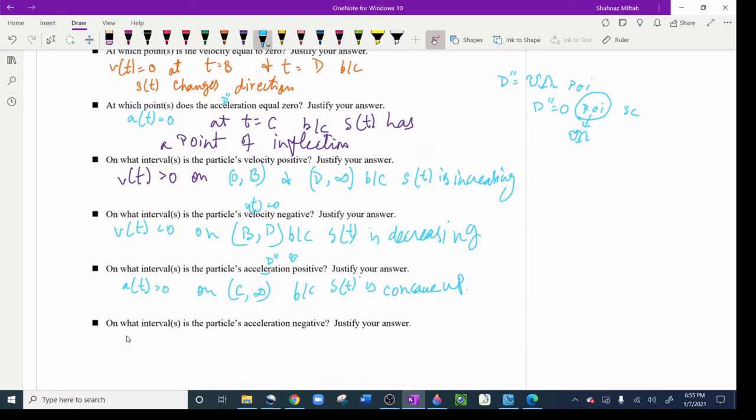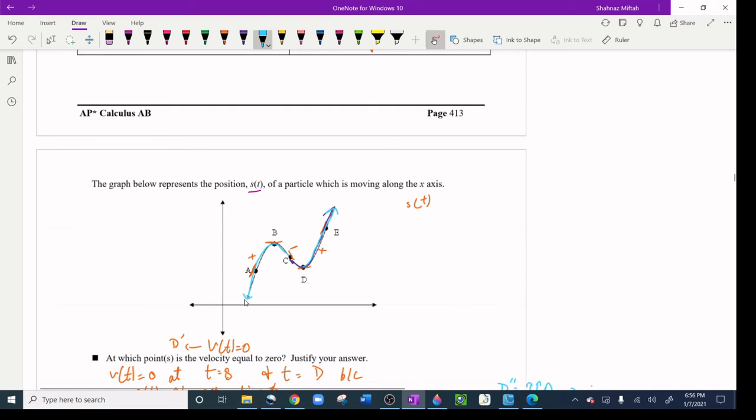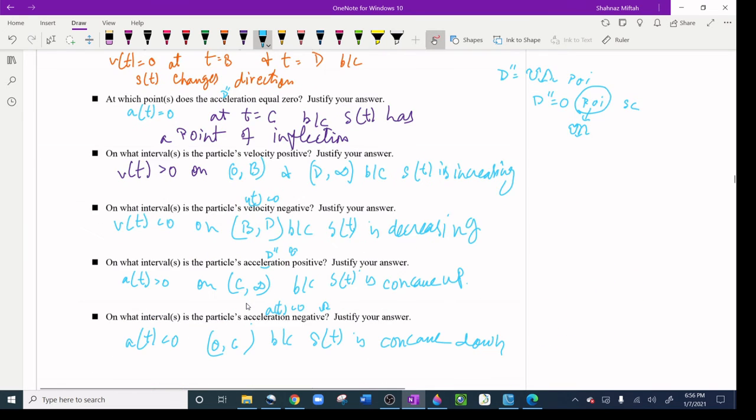There. Next one, on what intervals is the particle's acceleration negative, which means less than 0? So acceleration is less than 0, like second derivative, which means concave down. So it's concave down on 0 to c because S of t is concave down. It's 0 to c, from here to here, it's concave down. So this is it so far for that.